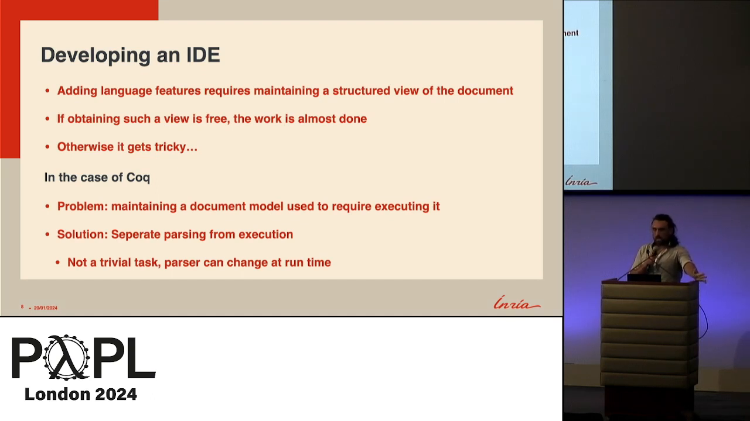So the solution we found to that is separating parsing from execution. So it could be that actually you couldn't do that because for some reason parsing your document requires to execute it, but this is not the case for Coq. And it's not a trivial task because, of course, the parser for Coq is extendable at runtime. So off the top of my head, stuff like notations are commands that can change the parser. And so this is supported since Coq 8.18, and we heavily rely on that for the development of VsCoq 2 to maintain that structured view of the document.